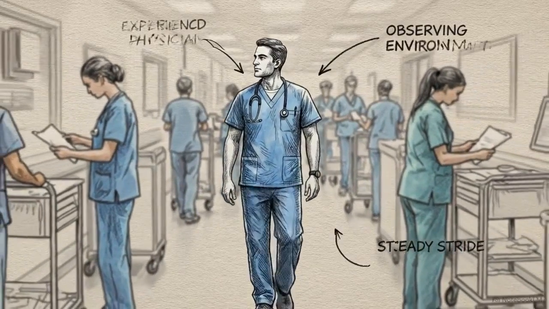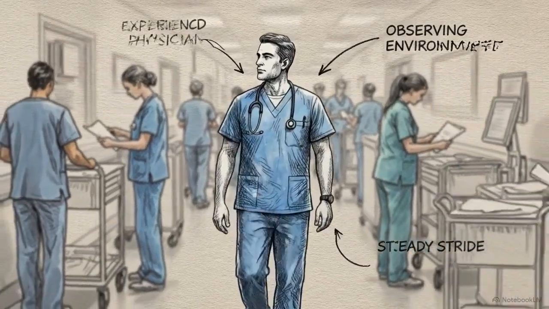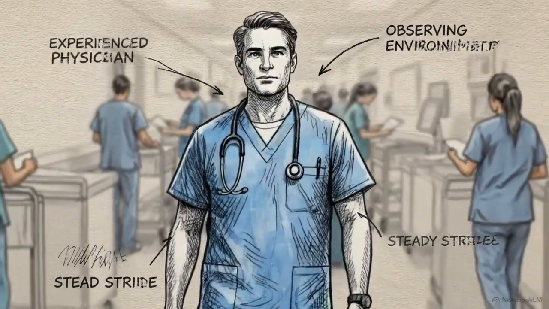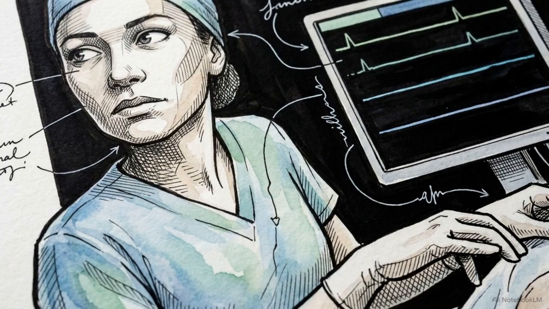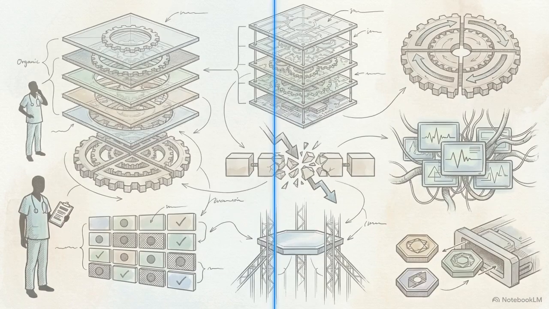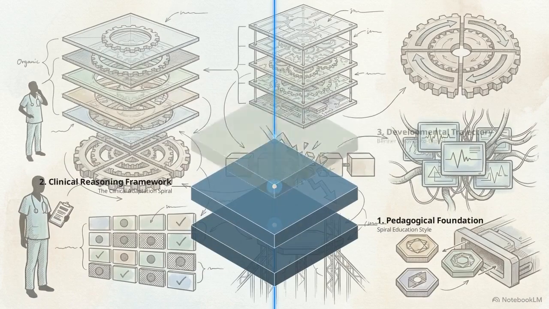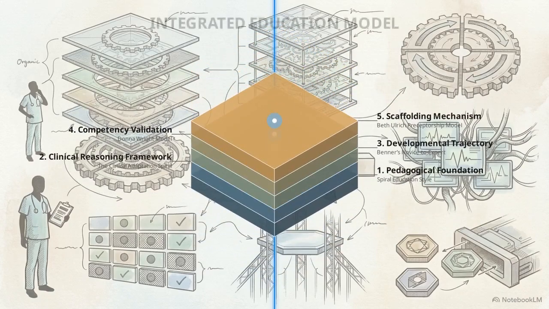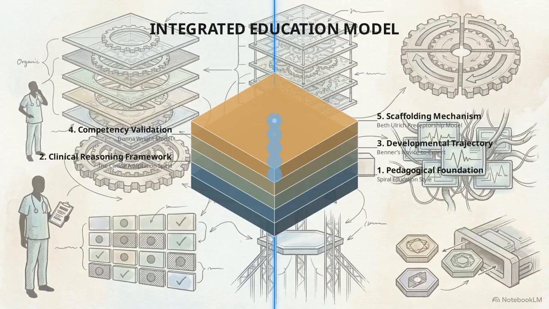Expert nurses navigate the same chaos effectively. They do so by discarding linear checklists in favor of intuitive, rapid pattern recognition, allowing them to anticipate complications before alarms ever sound. To bridge the gap between novice overload and expert intuition, educators must move beyond standard orientation protocols and engineer a unified 5-layer educational architecture.